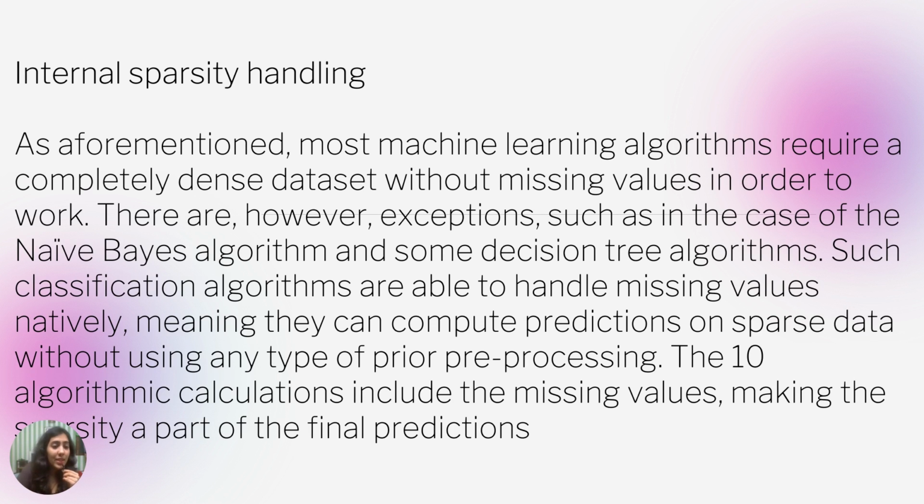Next is internal sparsity handling. As mentioned, most machine learning algorithms require a completely dense dataset without missing values in order to work. There are, however, exceptions, such as the naive Bayes algorithm and some decision tree algorithms. Such classification algorithms are able to handle missing values natively, meaning that they can compute predictions on sparse data without using any type of prior preprocessing. The algorithmic calculations include missing values, making the sparsity a part of the final prediction.